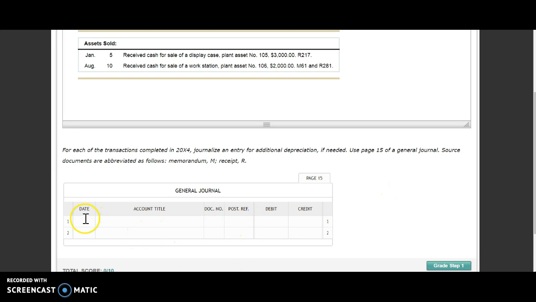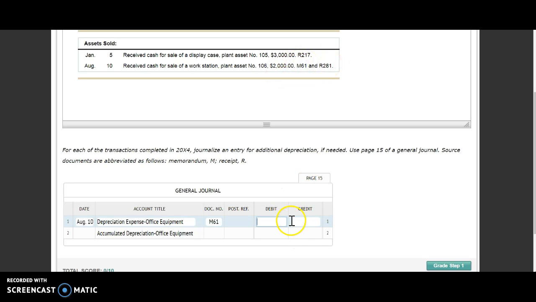So this is going to go into our general journal. It's our only choice. I'm going to put in August 10th. Now, hopefully remember that we are always going to debit our expense account. And we're going to credit accumulated depreciation. Okay, our document number, it was Memorandum 61. Another hint that tells us that we're going to have to record depreciation is that we have 2 source documents.